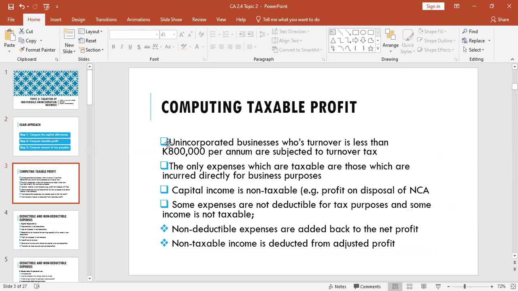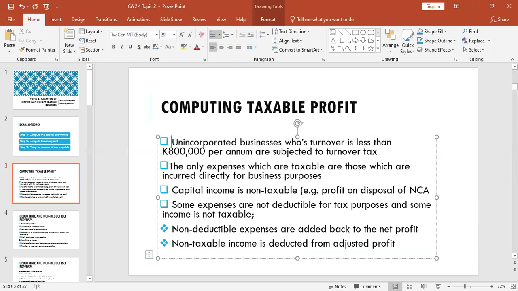So now let's begin. How do we calculate the taxable profit? Usually, unincorporated businesses, so this is the sole trader and the partnership, who have a turnover of less than 800,000 per annum are subjected to turnover tax. All those businesses with an annual turnover of less than 800,000 pay turnover tax, and turnover tax is just about 5%, if I'm not mistaken. Actually it's 4% now. Yes, turnover tax is 4%.